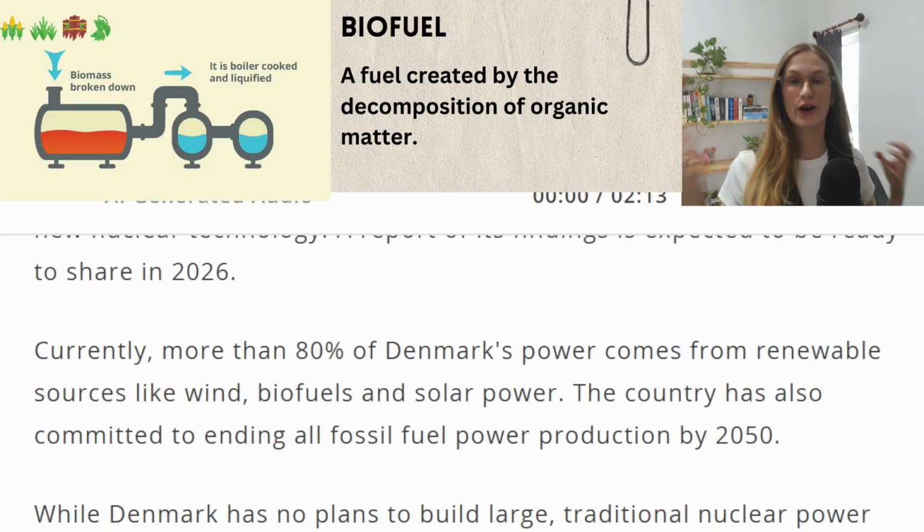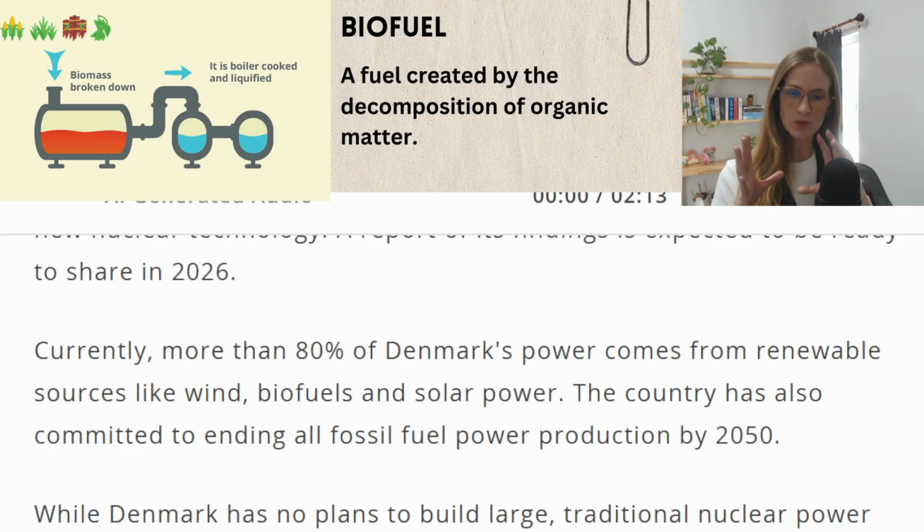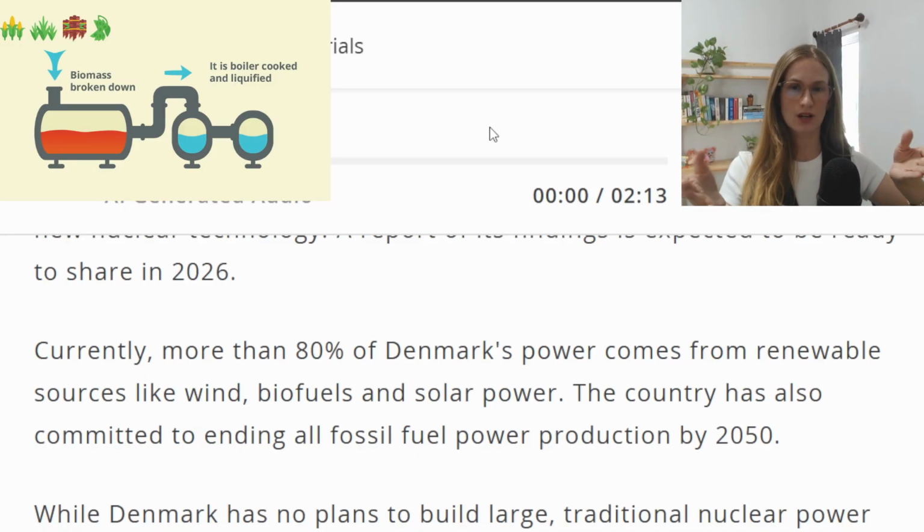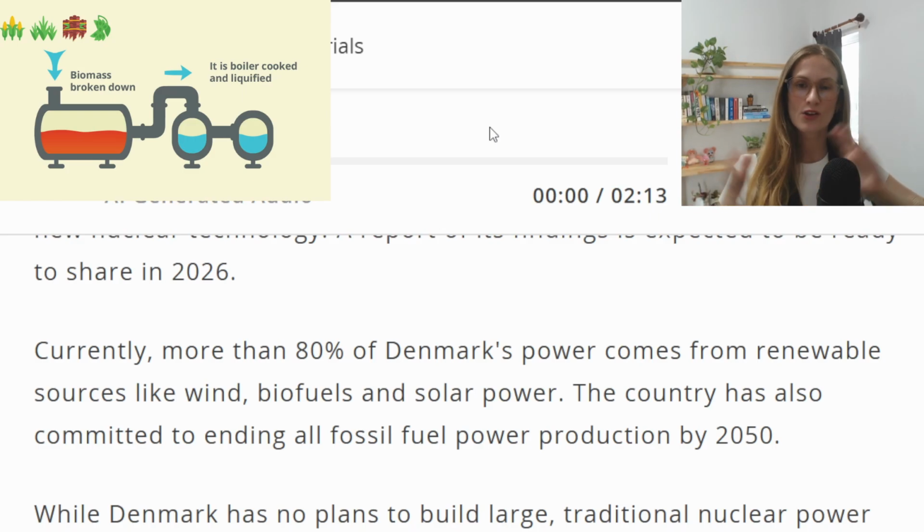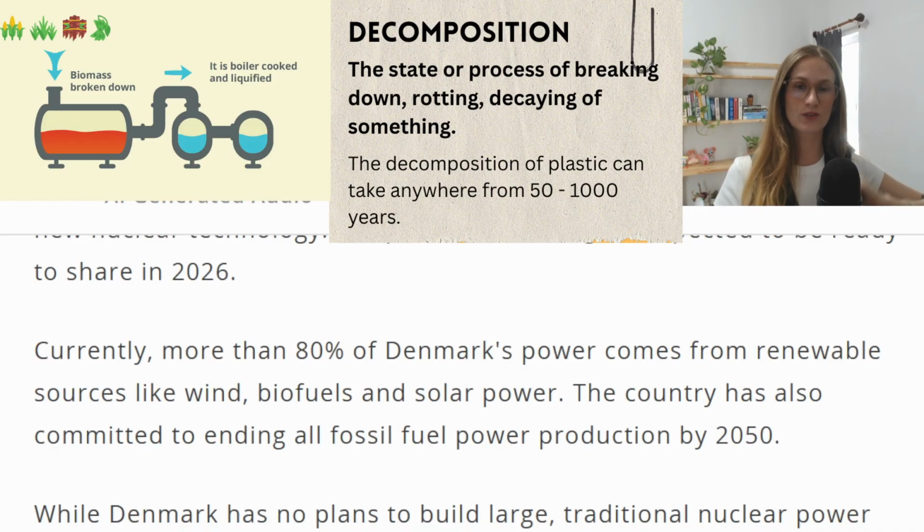So he had a garden. And he would put all the scraps and waste from the garden that he didn't use or couldn't use into this big bucket. The bucket was closed, and there was a big pipe going from the bucket to a generator type thing. So all the heat that was produced by the decomposition of this organic matter. So decomposition is when it breaks down, becomes something else.